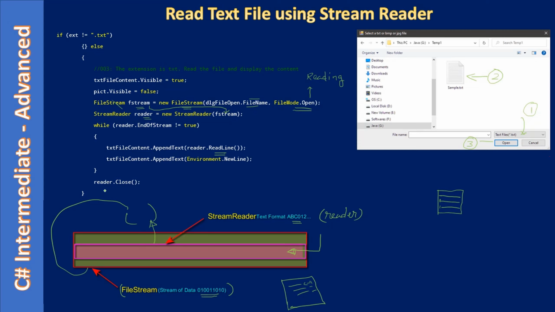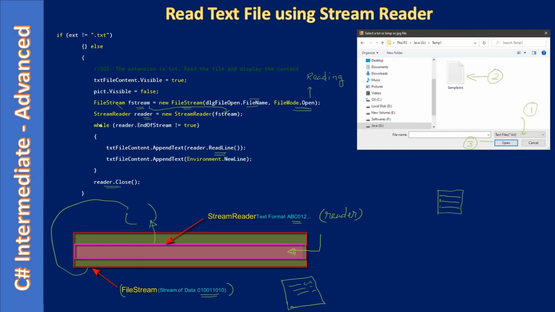Finally, we close the reader object. So the file name is supplied by our file open dialog. Then we construct a file stream. Then from that file stream, we construct a StreamReader. This is for reading the content as text.